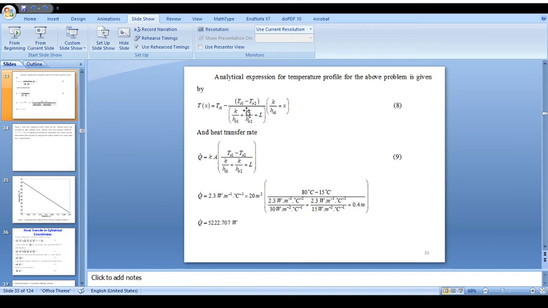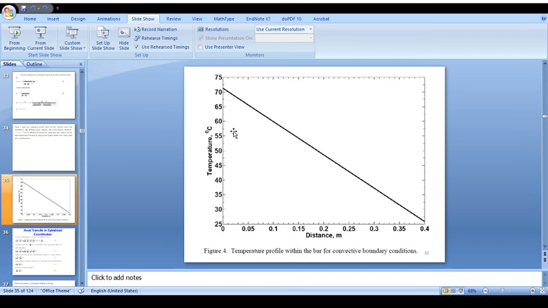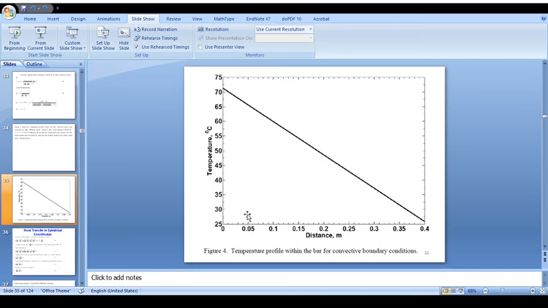So this is the analytical expression, as we already have. This is just to calculate temperature again. This is Q, and this is the analytically calculated value of the heat transfer rate. This is the graph which shows the temperature as a function of distance. So this is what we have here.